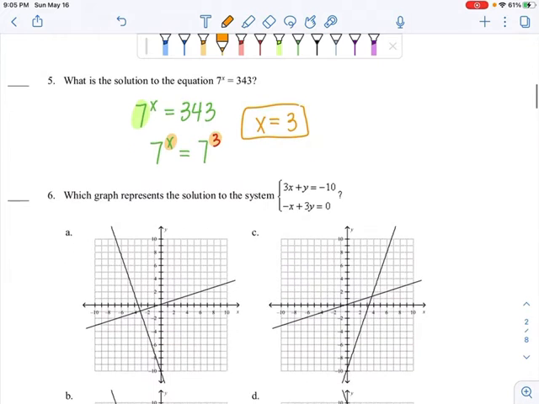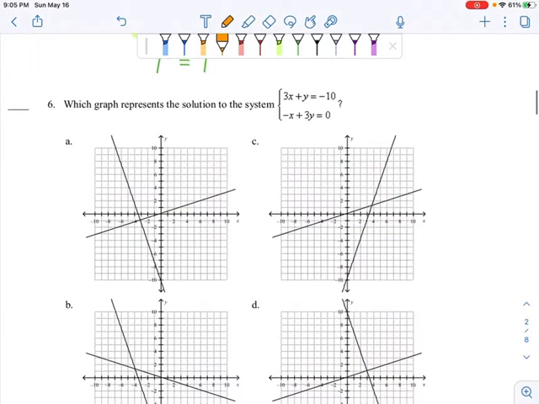Okay, for number 6 says, which graph represents the solution to this system? So we have 3x plus y equals -10, and then we have -x plus 3y equals 0. So first we want to go ahead and put these into slope-intercept form. So for the first one, this is going to be y equals -3x minus 10. And then the second one, if I move the x to the other side first, divide both sides by 3, y is going to equal 1/3x. So those are my two equations that I'm working with now.